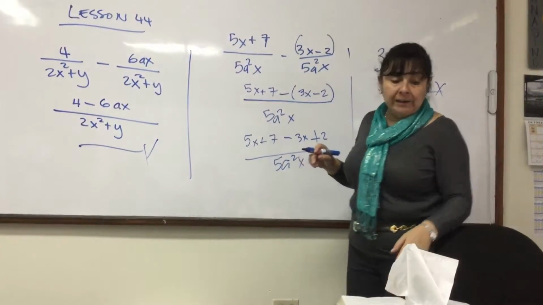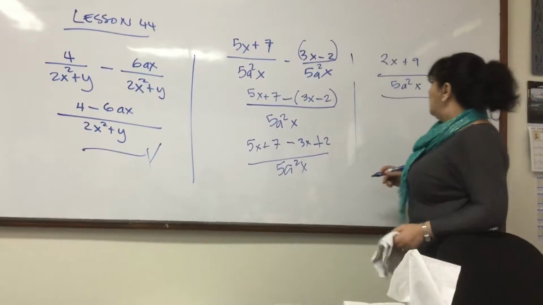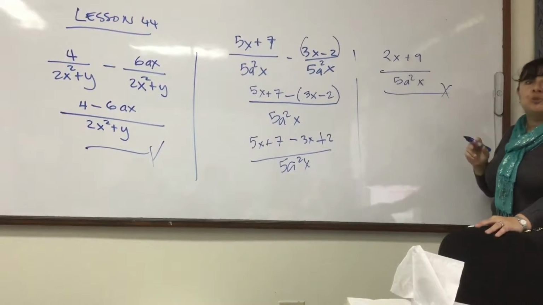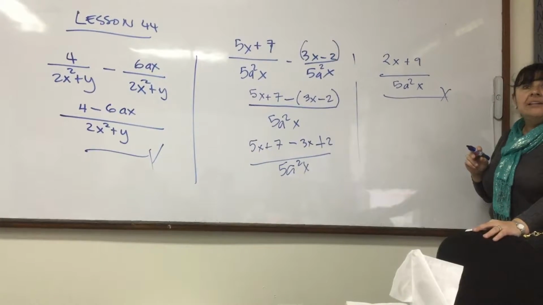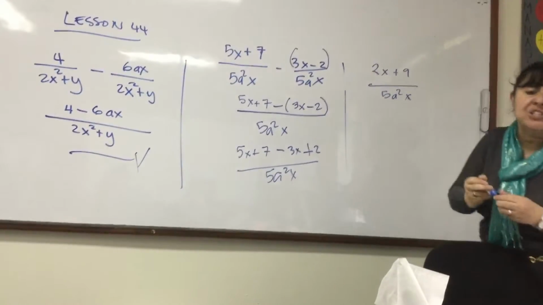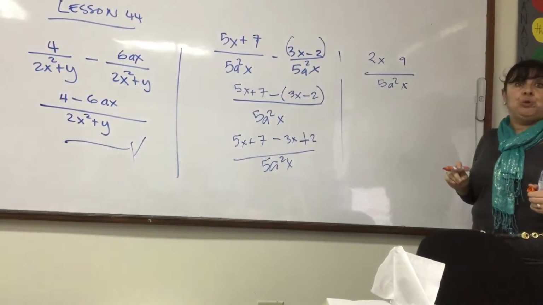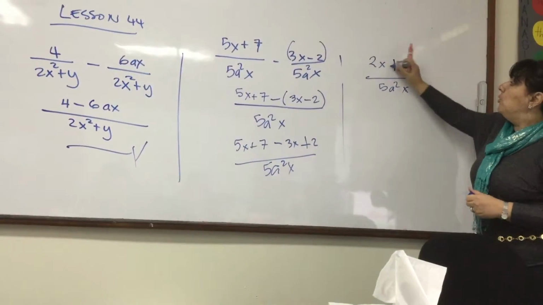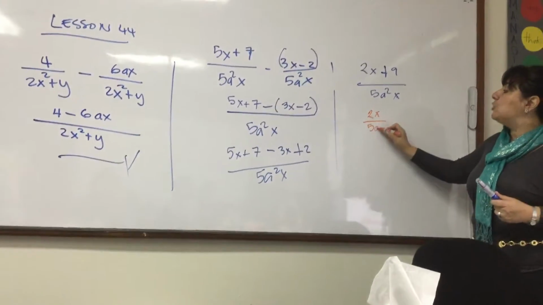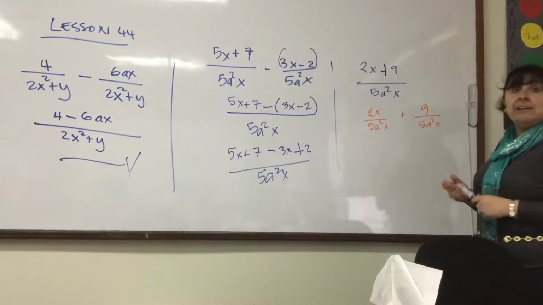So let's do one where you don't have the same denominator. Can I cancel the x or no? Which x? This one? Good question. Can I take this x off with this one? Yes and no. The reason why it's a yes and no is because you have a plus sign at the top. If you didn't have it, you would be able to. But you have it. So, what this really means is that you have 2x over 5a squared x plus 9 over 5a squared x, correct?